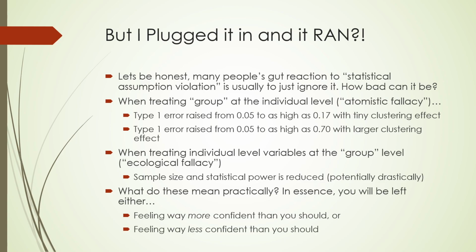If you do the second one and make all of your level 1 variables, all of your individual level variables, treated at the group level, you're going to be feeling way less confident than you should be. That is, you're not going to be sure if there's an effect, even though maybe you should be if you would have analyzed the data appropriately. So ultimately, if you just run it using one of these two methods, treating the group at the individual level or grouping the individuals together, you're going to be left making a mistake, either feeling way more confident than you should about your results or way less confident than you should.